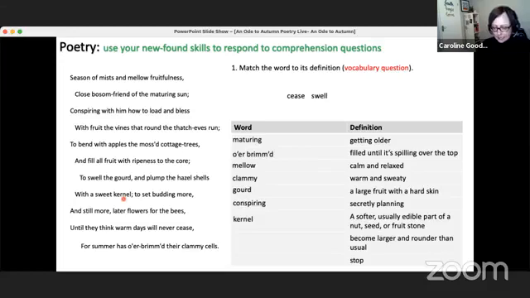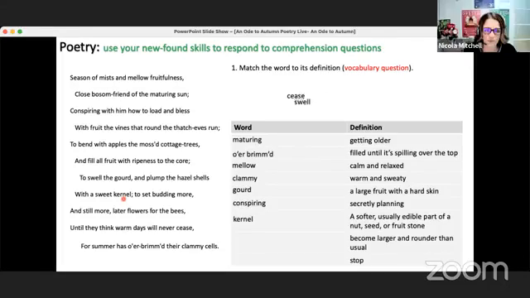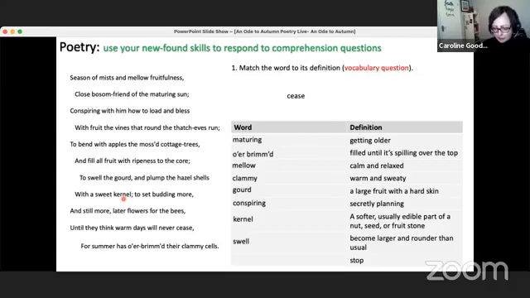Kernel, a softer, usually edible part of the nut, seed or fruit or stone. Well, loads of people are really interacting now. Thank you, everybody. It's really wonderful. Swell is becomes larger and rounder than usual. And then finally we have cease, which means stop. Okay, so well done, everyone.